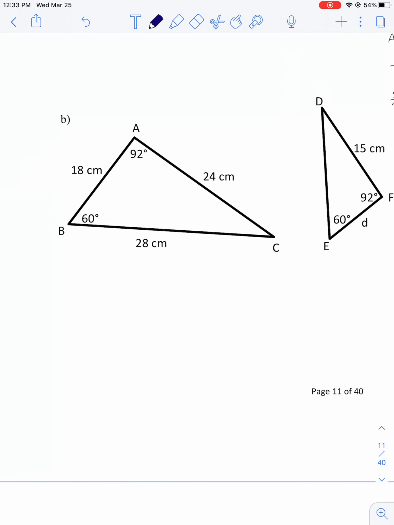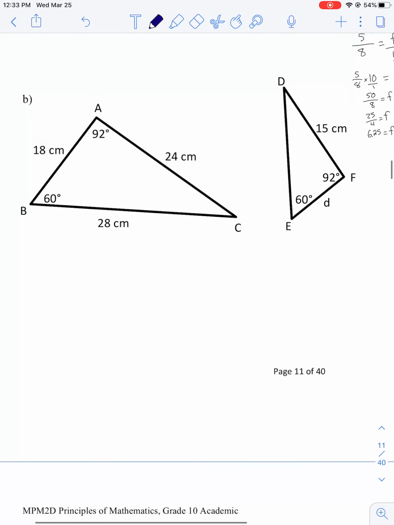Taking a look at question B. So if we take a look at question B, we first want to show that they are similar. So if we take a look at the angles, this one's pretty obvious here. We've got a 60 and a 60, 92 and a 92. And while we don't know that third angle yet, simply doing 180 minus 92 minus 60 would get us that third angle. You only need 2 angles to prove that a triangle is similar, because obviously that third angle is going to be equal.